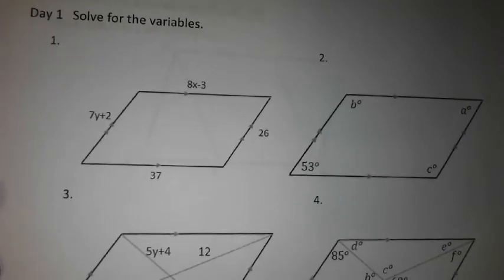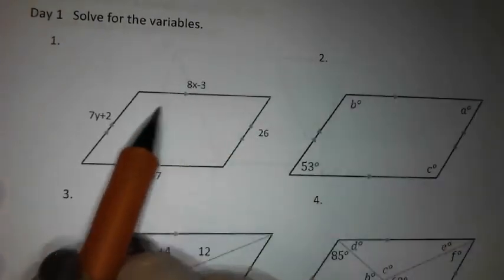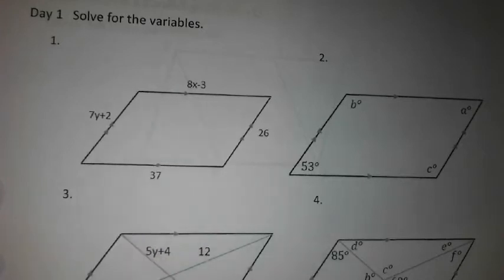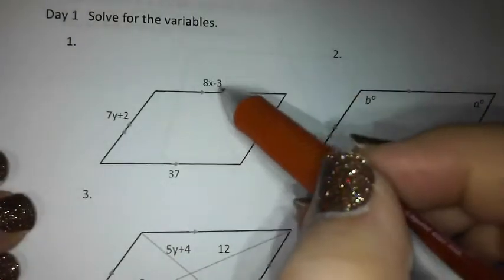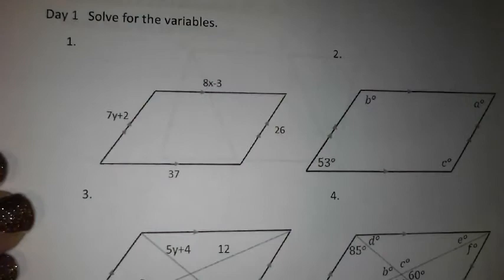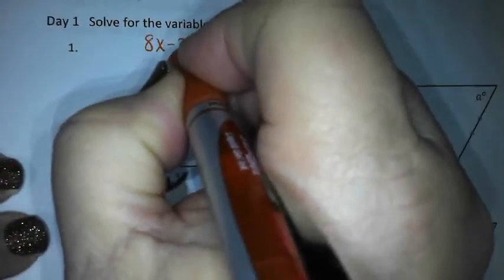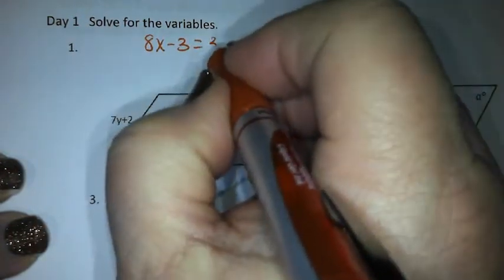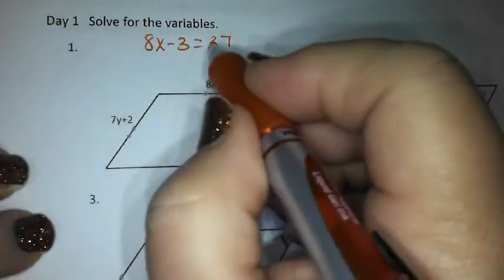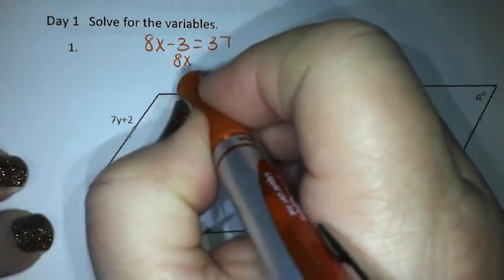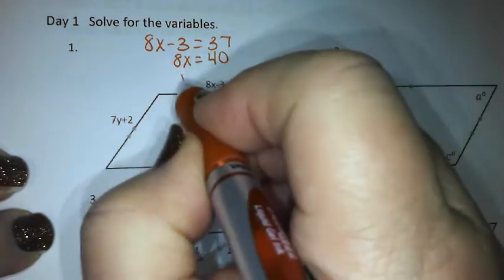So the first one, notice it's a parallelogram. It has the little arrows. They're hard to see, but they're there. We know that the opposite sides are congruent. So I'm going to say that 8x minus 3 equals 37. And then I solve and get x equals 5.